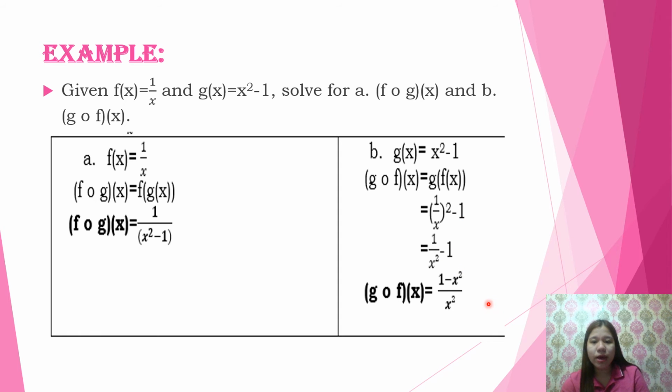And then next, we find the LCD. We have here x squared. And then, x squared divided by x squared is 1, so times 1 is 1. And then minus. So, x squared divided by, ang denominator nito class ay 1, so x squared divided by 1 is x squared, so times 1 is x squared. Wala naman tayong i-cancel dito, so this is the final answer: 1 minus x squared over x squared.